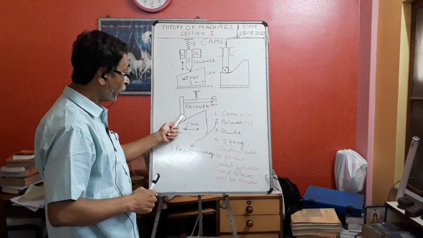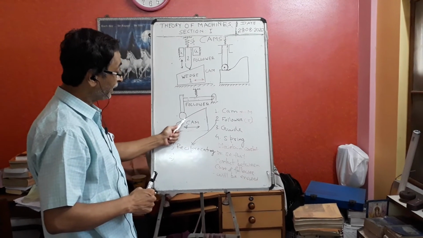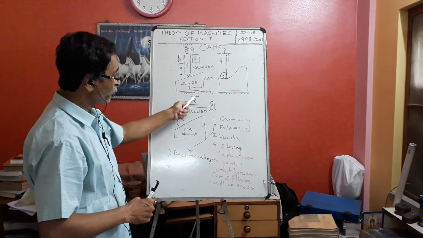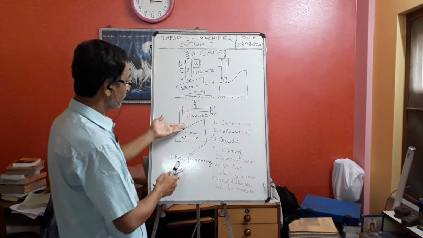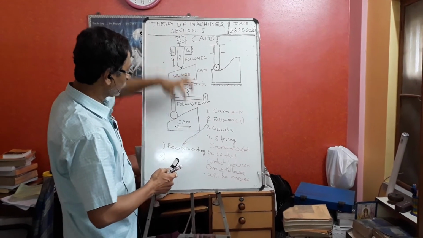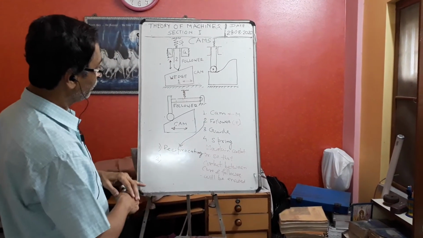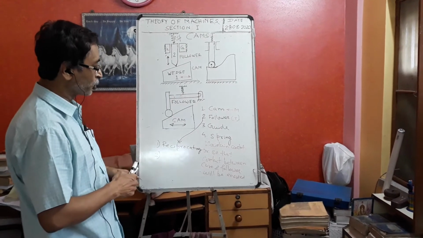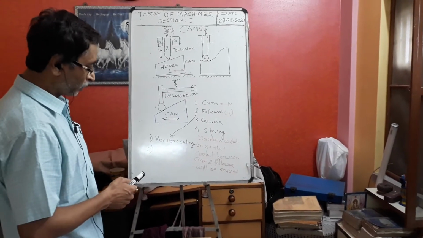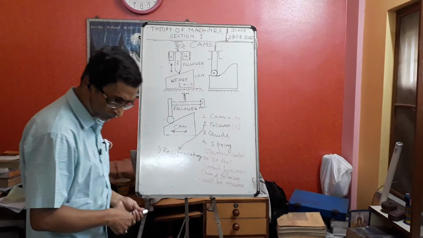If the weight of the ball is very high, then it will automatically maintain the contact. But still, to ensure it, I can give a spring also. So against the spring, it will go up, and the spring will push it down. So that spring will maintain the ball. But what will be the follower motion here?